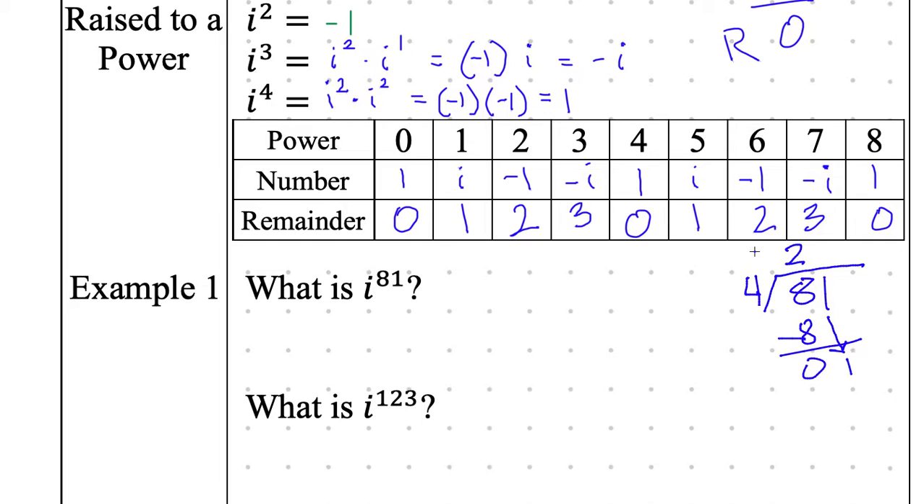Next, 4 goes into 1 how many times? None. 4 cannot go into 1. 0 times 4 is 0, and here's my remainder: 1 minus 0, which is 1. My remainder is 1. Notice the pattern here. A remainder of 1 always links up with i, which means i to the power of 81 is i.